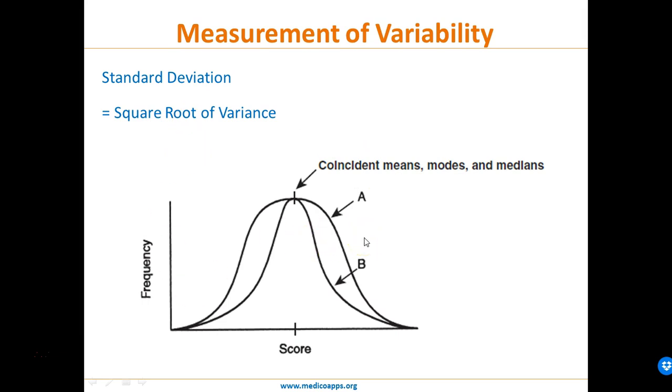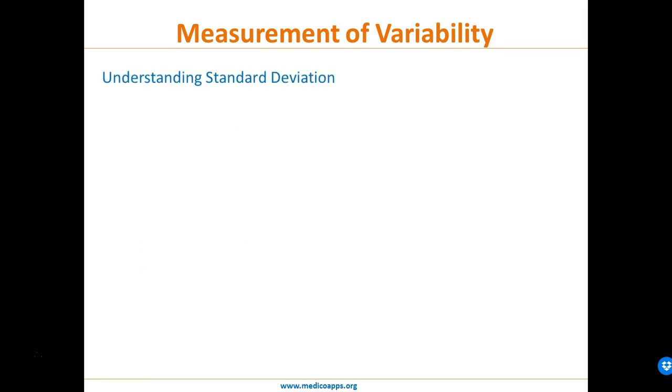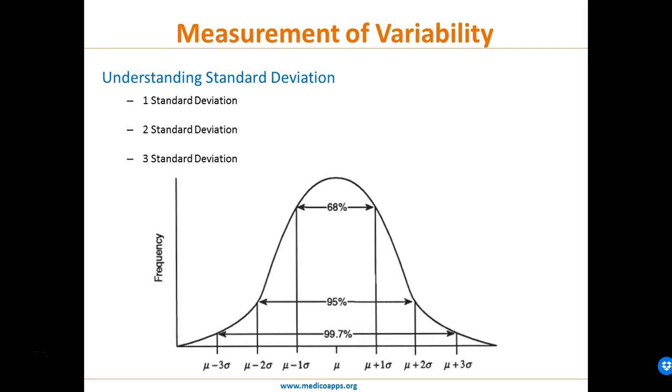Now I'll take a little more time to explain and make sure that you understand standard deviation. We talk in terms of 1 standard deviation, 2 standard deviations, 3 standard deviations. This is the graph which will make it much clearer. This is a normal distribution curve. This value is the mean. Now 1 standard deviation covers 68% of the observations. This value is mu minus 1 standard deviation, where mu is the mean, and this is mu plus 1 standard deviation. So 68% of the observations are within 1 standard deviation.